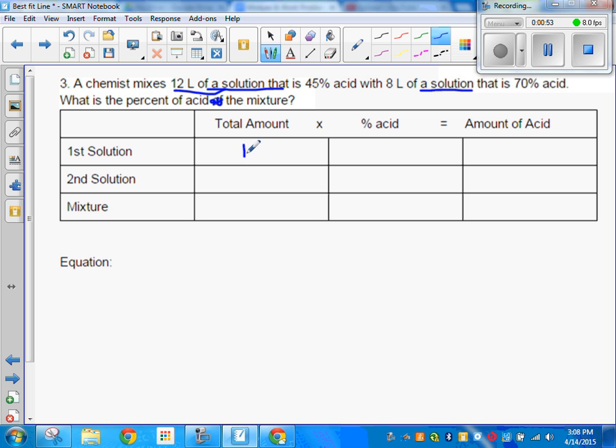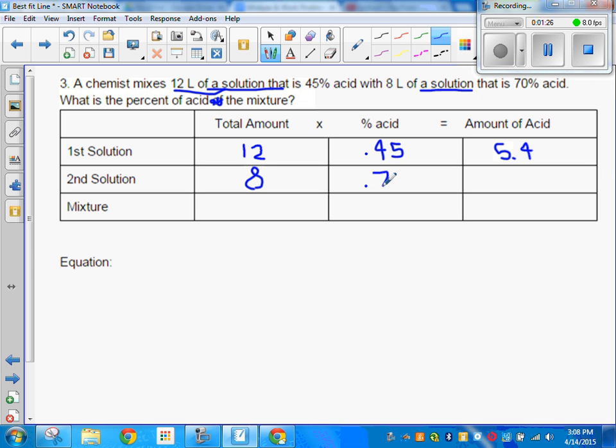Total amount, that just means the amount of liters. So that's 12. I know the percent of acid. The percent of acid is 0.45. If I use a calculator really quickly, I do 12 times 0.45, and that gives me 5.4. So that's 5.4 liters, and I will do the same exact thing for the second solution. It's 8 liters times 0.7.